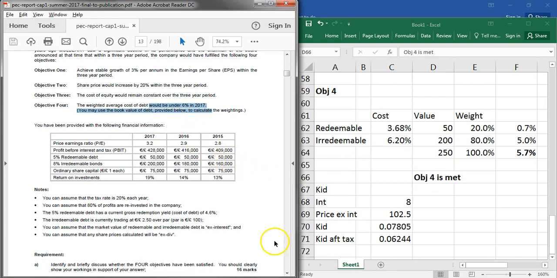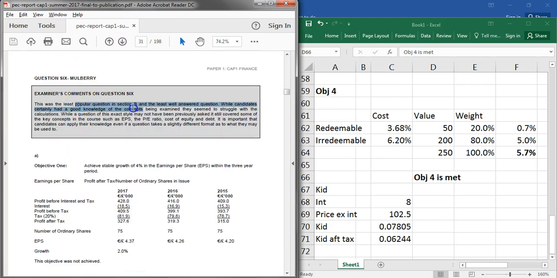Right, so as a whole, that question was very tricky. 16% of your paper, it was an optional one, but as the examiner says in the feedback, so always look at the examiner reports, least popular question in section B and least well answered. So some students had a good knowledge of concepts, struggled with the calculations. And the examiner did acknowledge this was not a question in the exact style we've seen before, but it covered the key concepts, earnings per share, PE ratio, cost of debt, cost of equity, that you should have been comfortable with. And the very important last part is, it is important that candidates can apply their knowledge even if a question takes a slightly different format. That's a good guidance, as this examiner will be looking at these style questions again.